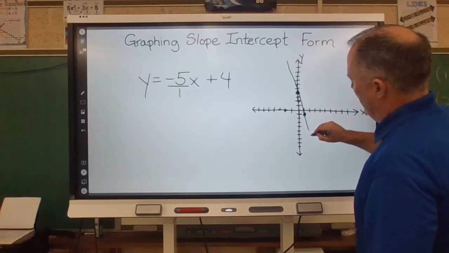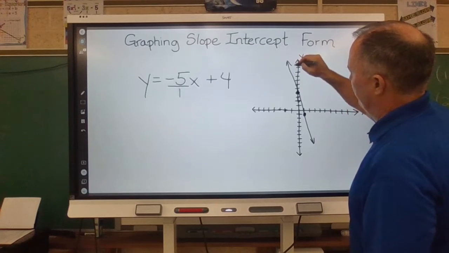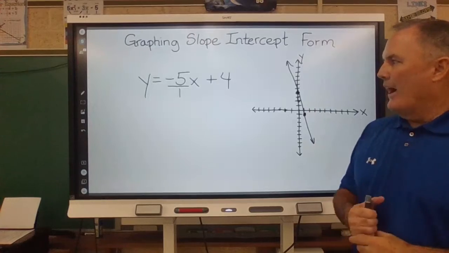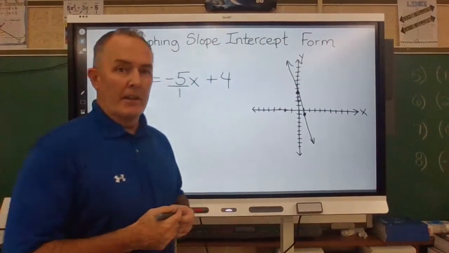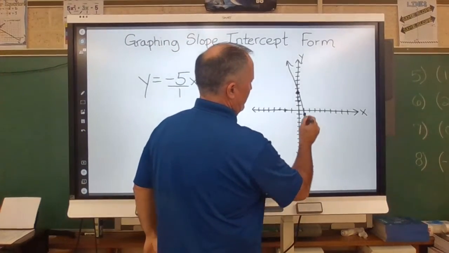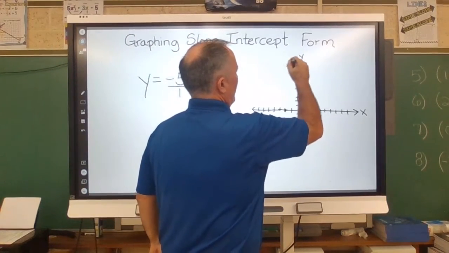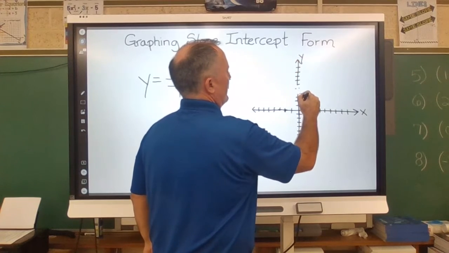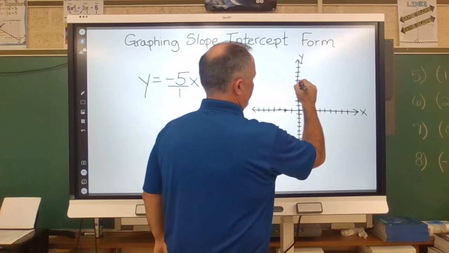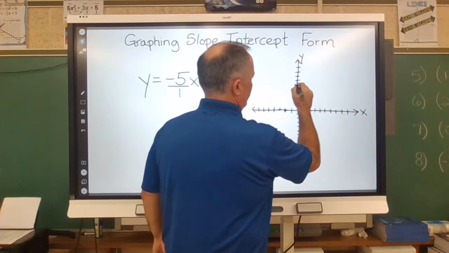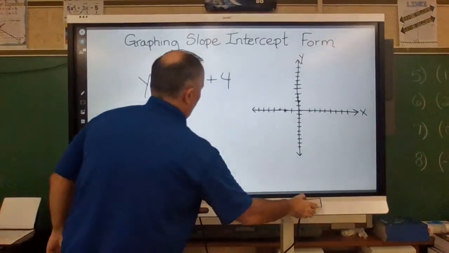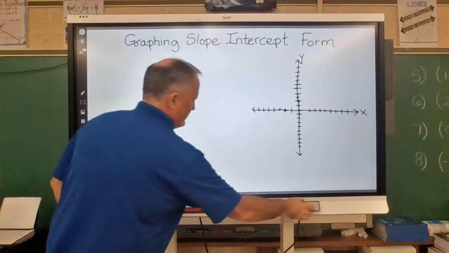Now let's see if I can draw. I'm still off a little bit. Get a ruler up here. And then that is the graph of y equals negative 5x plus 4. All right, let's do another one. One more. We're going to do one more. We fix this up. There we go. That's good enough for now. All right, let's do another one over here.